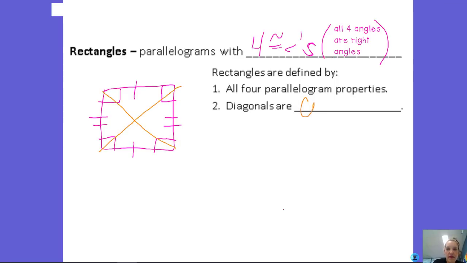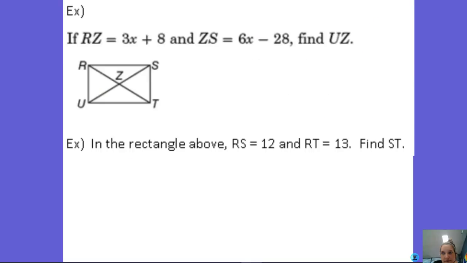So not only are the diagonals bisecting each other, that's still true because it's still a parallelogram, but they're also going to be congruent. That means they're going to chop each other in half, but since they're equal to each other, all of these little nuggets are going to be equal as well. So this piece, this piece, this piece, and this piece are all congruent. This whole diagonal is going to be congruent to this whole diagonal in a rectangle.